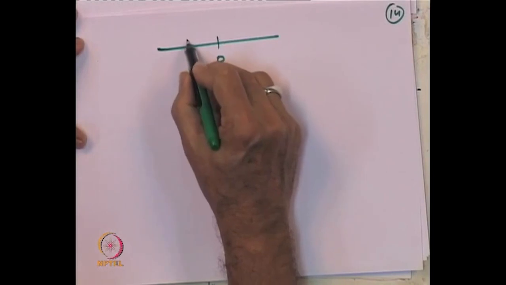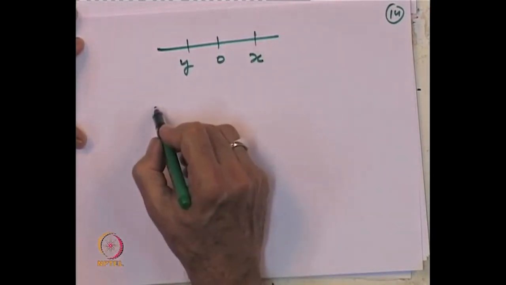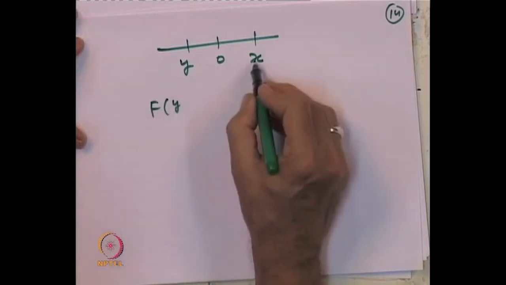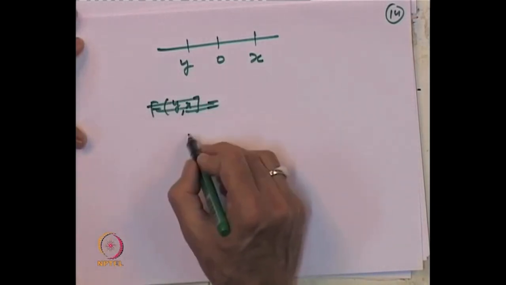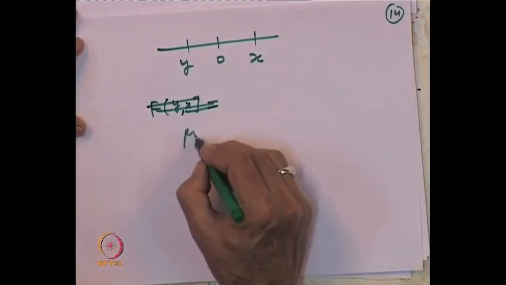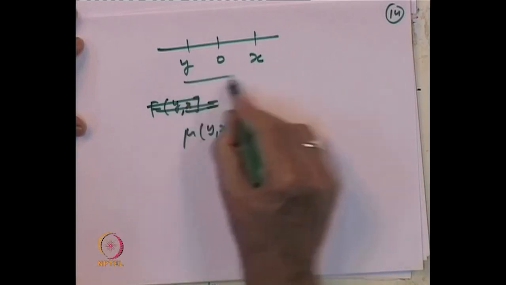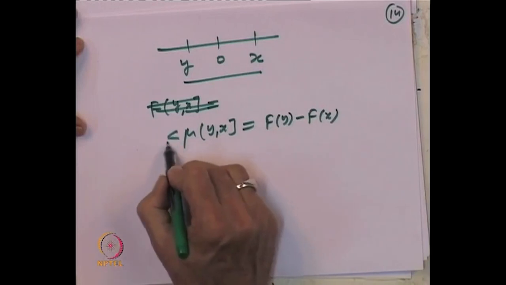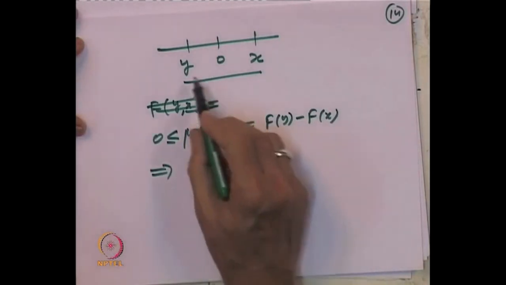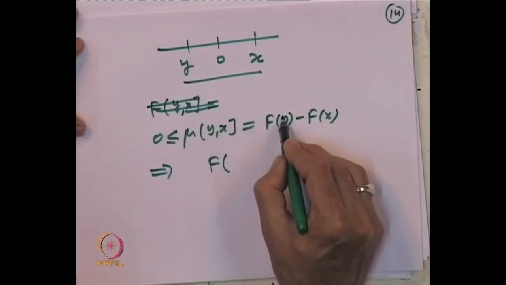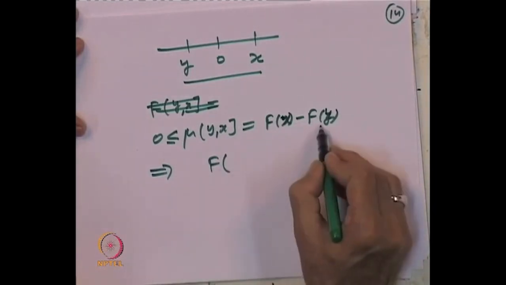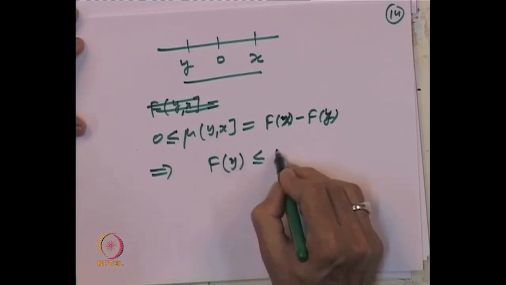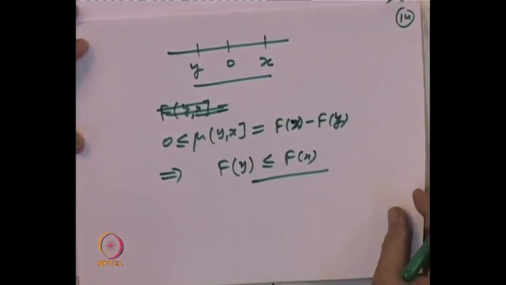Okay. And the third case: let us take 0 here, y here and x here. So, in that case, what is f of y? Let us look at y to x, what is mu of y to x? From this I can write it is equal to f of x minus f of y by definition. Okay. And this is bigger than or equal to 0. So, that means f of y is less than or equal to f of x. So, once again in all possible cases we have checked that f as defined above is a monotonically increasing function.